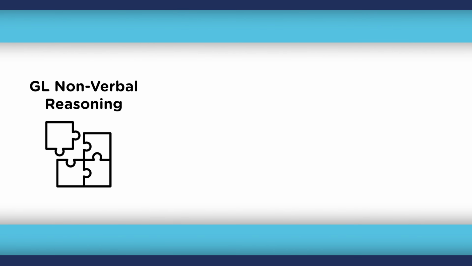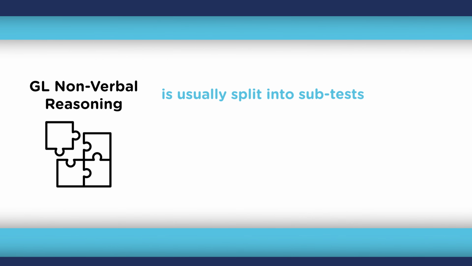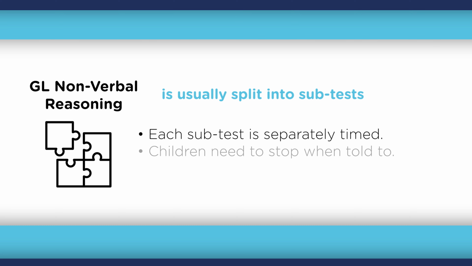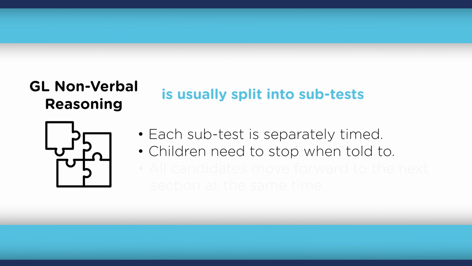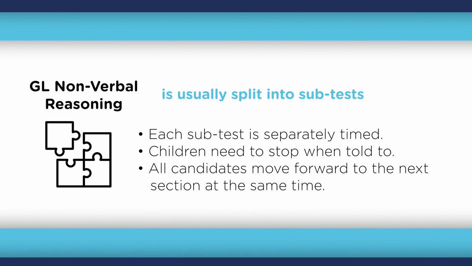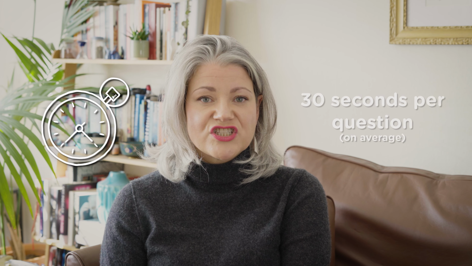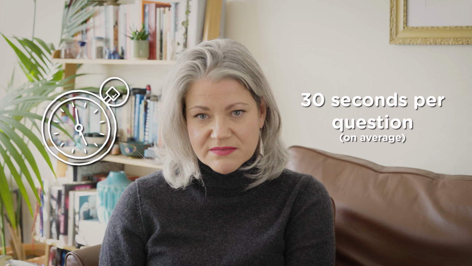The NVR part of the exam is usually split into subtests, and each subtest is separately timed, so that means that your child will need to stop when they're told to do so, and then all candidates will move forward to the next section at the same time. Therefore, being familiar with the question types and being aware and able to manage your own timings is crucial for this part of the test. On average, candidates get about 30 seconds per question.